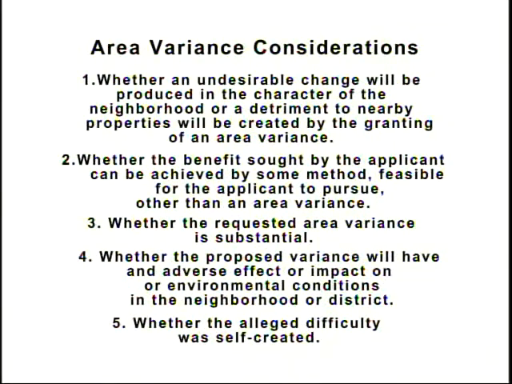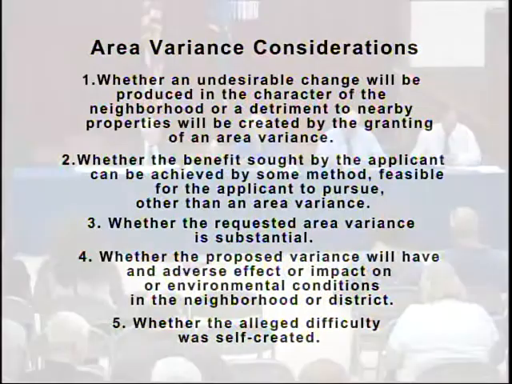Number 1, whether an undesirable change will be produced in the character of the neighborhood or a detriment to nearby properties will be created. Number 2, whether the applicant has other feasible alternatives. Number 3, whether the variance is substantial. Number 4, whether an adverse impact on the environment will be created. And number 5, whether an alleged difficulty is self-created.